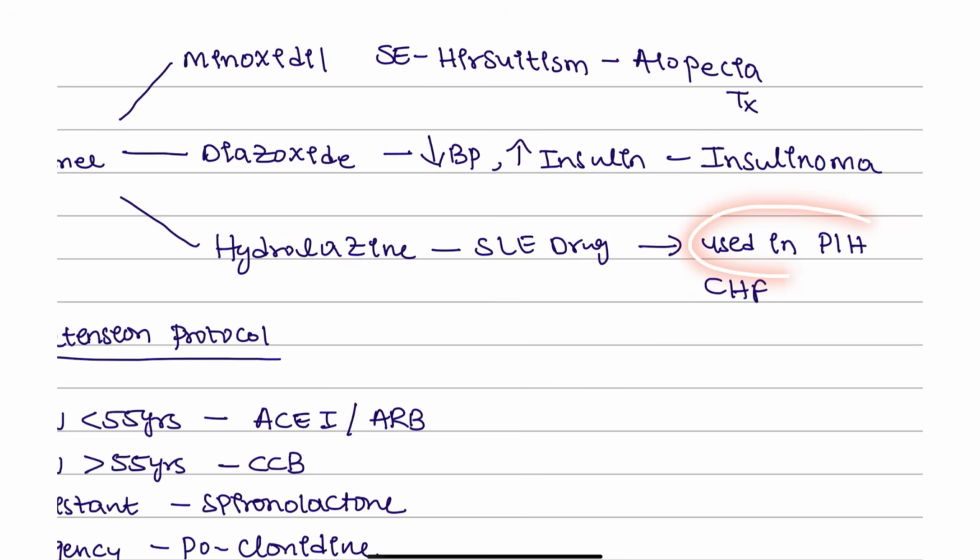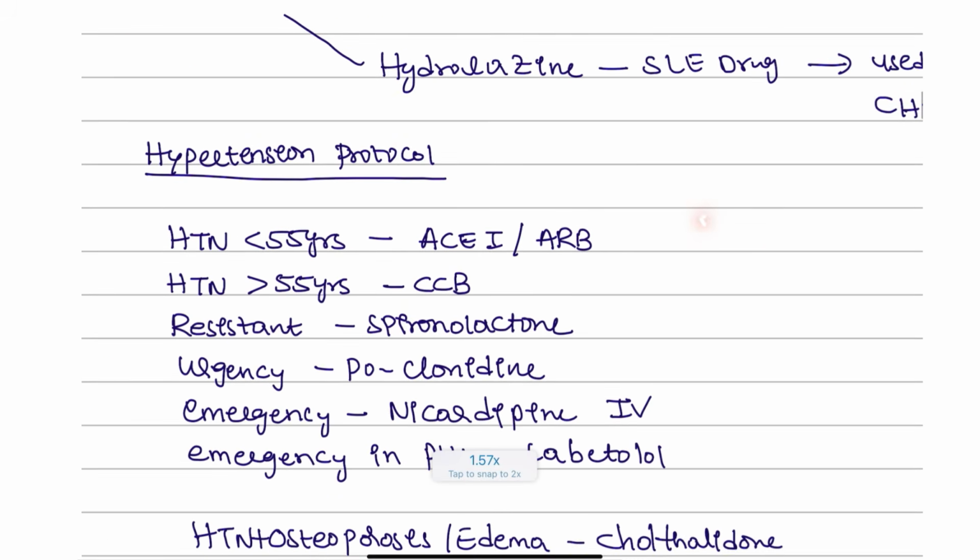Commonly again, it is used for PIH when labetalol is not working and alpha methyldopa is not working, then you can go for the hydralazine drug. And we can also use it in the cardiovascular system for heart failure.